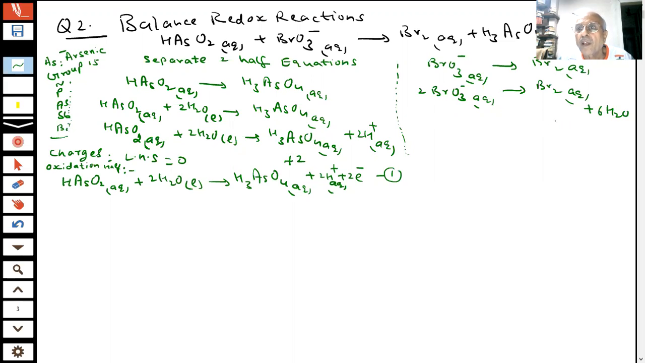Okay. Now, how much hydrogen on the right side? There are 12 hydrogen on the right side. So you will add 12 H plus on the left side. How much? 12 H plus on the left hand side. What is the equation then? Br2 aqueous plus 6 H2O. This is liquid.